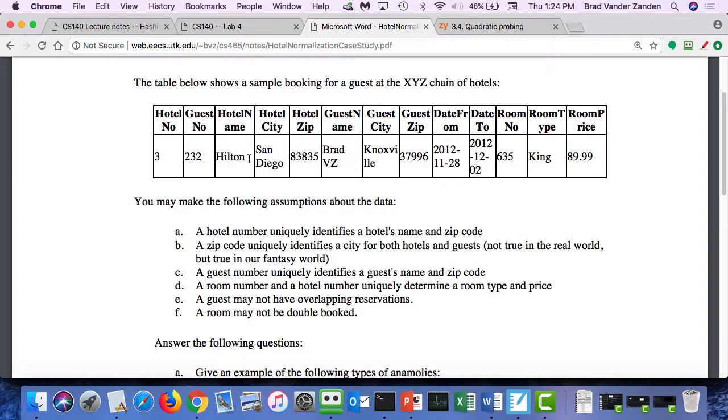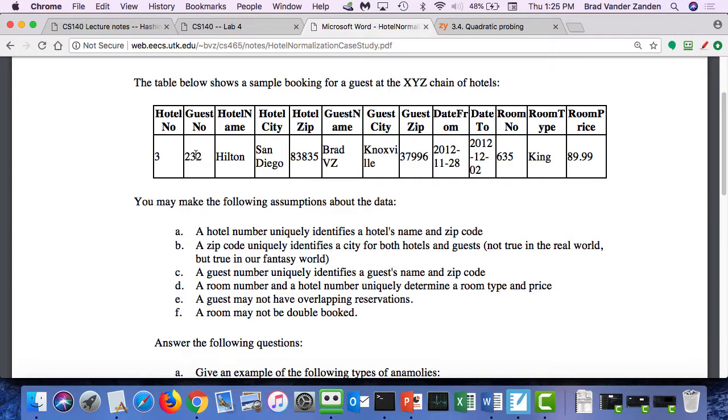The other one that's going to uniquely determine it is the hotel number, the room number, and the date from, and that's because you can't have a double booked room. So the problem, if you try to insert a new hotel, is you need a guest.